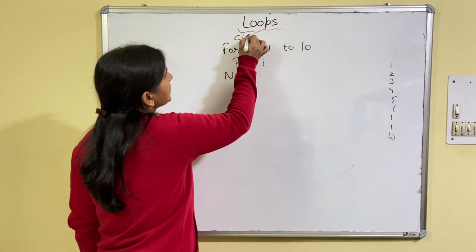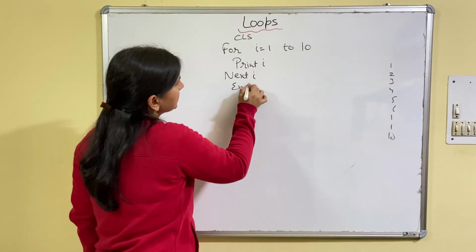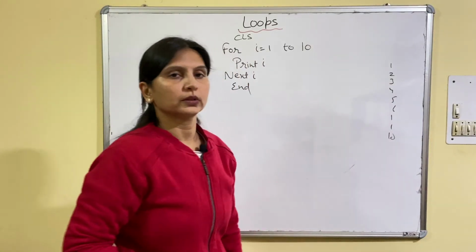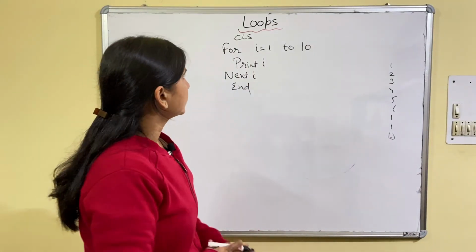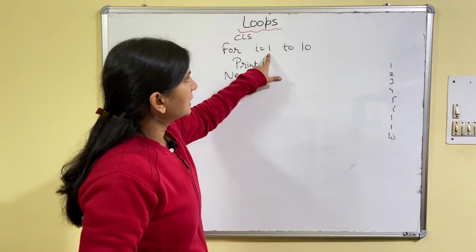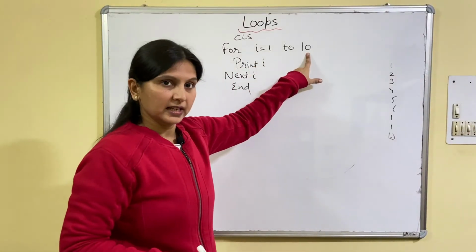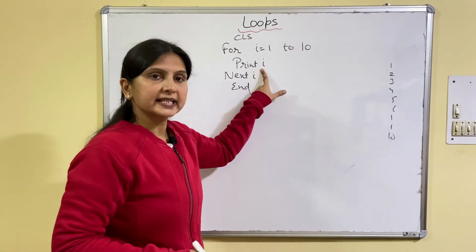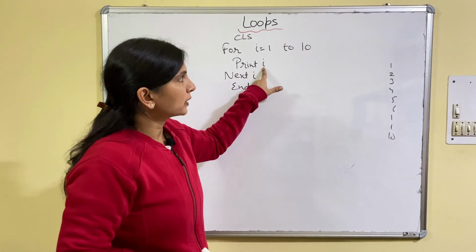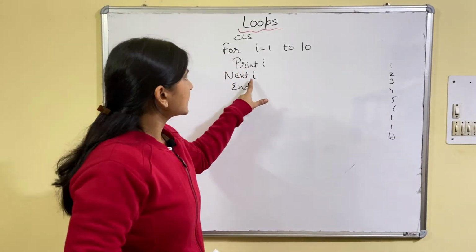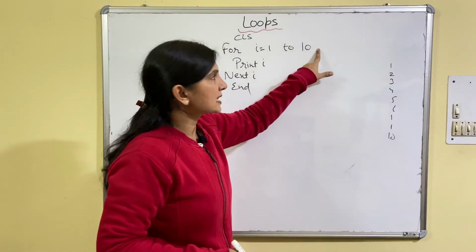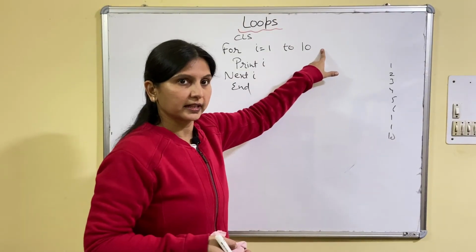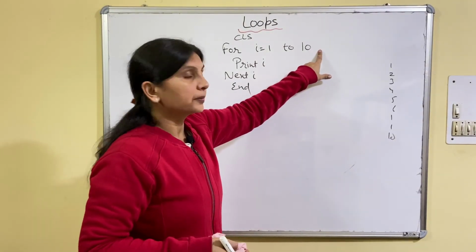If you write CLS here and END here, and run this program, you will get this output 1, 2, 3 up to 10. And how does it work? Initially I is 1. Condition will be checked. 1 less than equals to 10. Yes, condition is true. So it will enter inside it. Print I. So 1 will be displayed. Next I will return back to the step. By default step is here. Just I have told, no need to write. So increment is of 1.